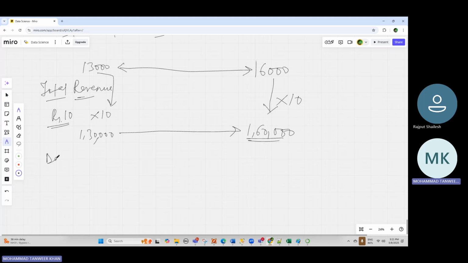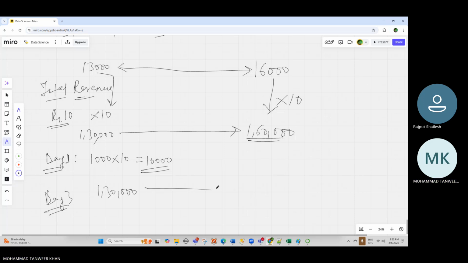But on day one, when you started the business, or based on the observation, it was 1,000, right? So on this day, if you find the total revenue into 10, it will be 10,000. It means the day one total revenue was 10,000, and on the 30th day, the total revenue will be between 1,30,000 to 1,60,000, something in between. Is this point clear?